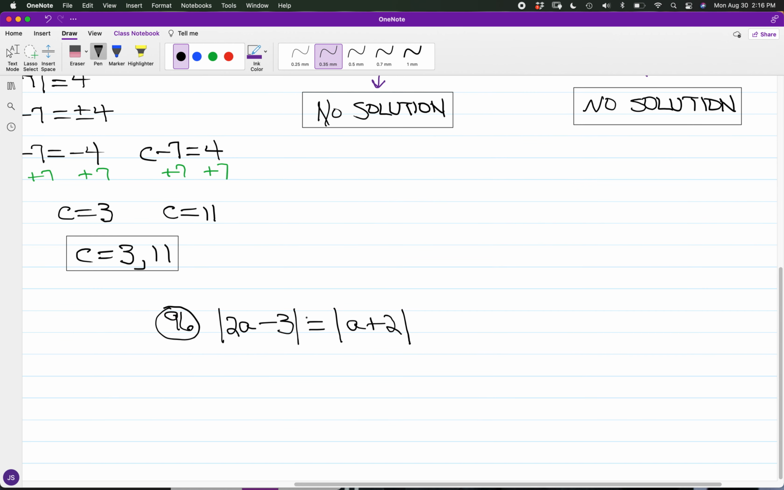And let me mention something here. On the left-hand side, the absolute value is going to be 2a minus 3 units away from 0, and this could be positive or negative. Let me pause here. Just like earlier, if I had the absolute value of x equal to 7, x could be plus or minus 7.